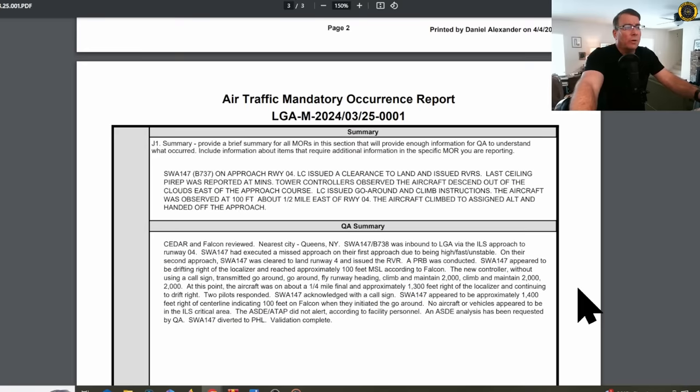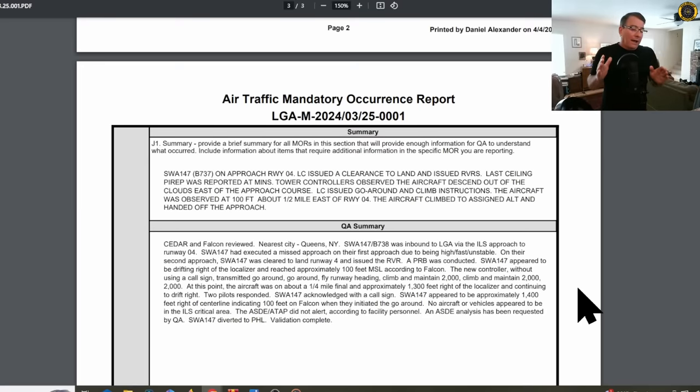The new controller, without using a call sign, transmitted, "Go round, fly runway heading, climb and maintain 2,000 feet, climb and maintain 2,000 feet, 2,000 feet." That should be in quotes in the report, because that's directly what she said. At this point, the aircraft was on about a quarter mile final and approximately 1,300 feet right of the localizer and continuing to drift to the right.